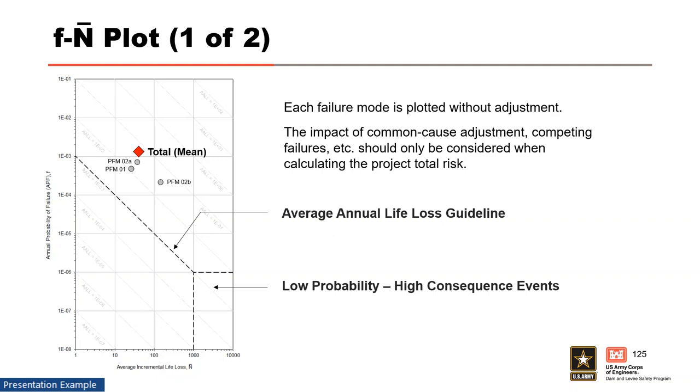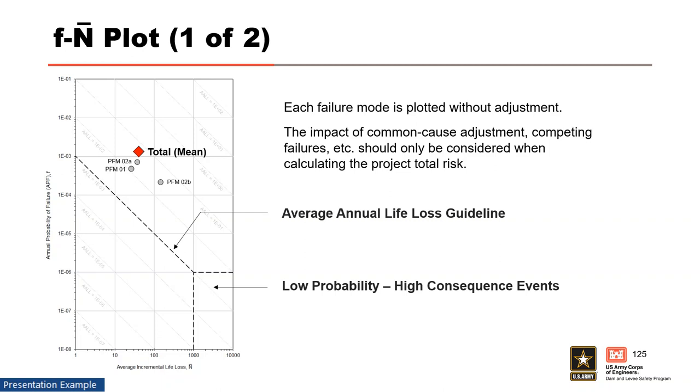Starting with the little FN plot, this is the most used and one of the easier portrayals to understand. It is one of the primary considerations used when assigning dam and levee safety action classifications. The x-axis is the average incremental life loss, N bar, and the y-axis is the annual probability of failure. The diagonal lines, which are the product of the APF and N bar, show the average annual life loss.